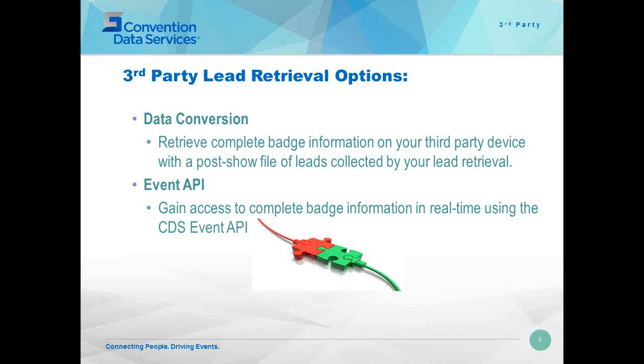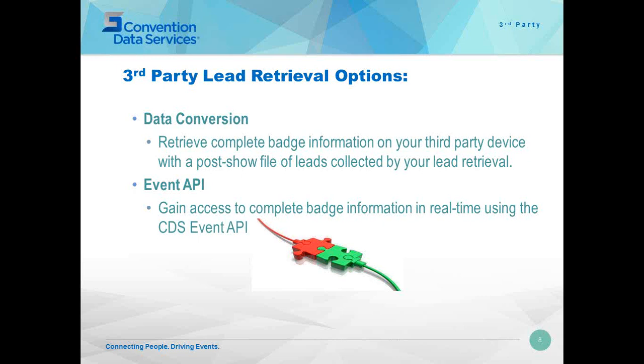If you have your own device, you want to get either the data conversion service or the event API. Data conversion service is where we will take your list with just those minimal fields that I mentioned before, those 5 fields, and then we'll match it up to the database and email you back after the show with all of the missing data, all the missing contact and demographic information.